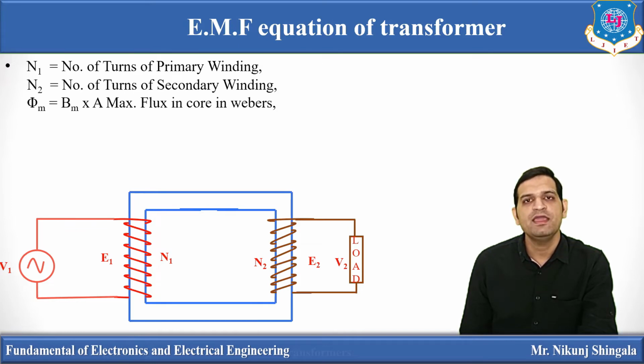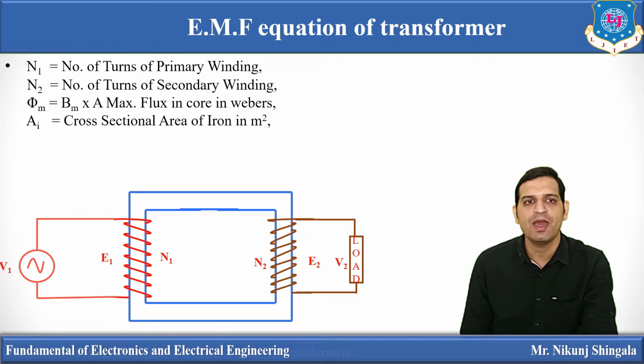Then phi m is the maximum flux produced in the core, which is given by Bm into A, where Bm is the maximum flux density and A is the area of the core. So this is phi m, the flux produced in the core. Bm is equal to phi m divided by A, where phi m is measured in Weber, A is the cross-sectional area of the core measured in meter square, and f is the supply frequency.